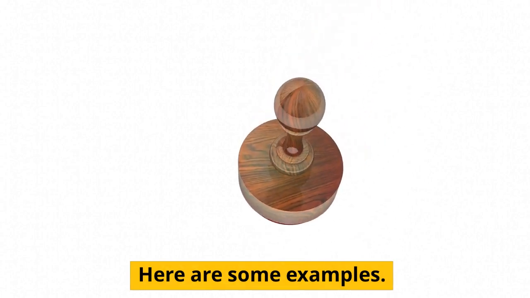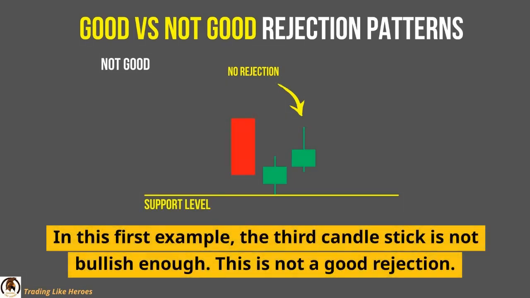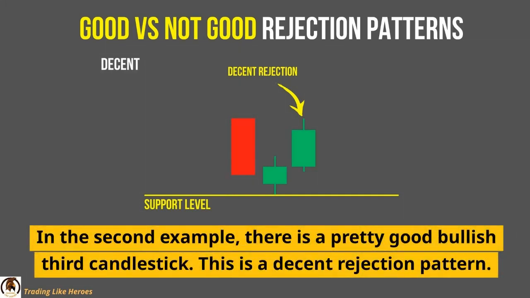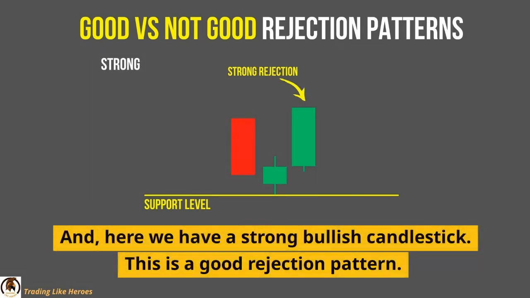Here are some examples. In this first example, the third candlestick is not bullish enough. This is not a good rejection. In the second example, there is a pretty good bullish third candlestick. This is a decent rejection pattern. And here we have a strong bullish candlestick. This is a good rejection pattern.